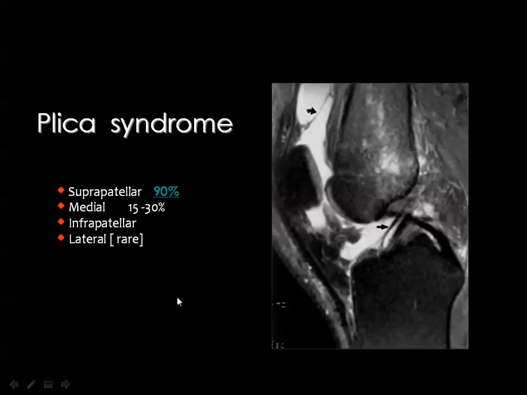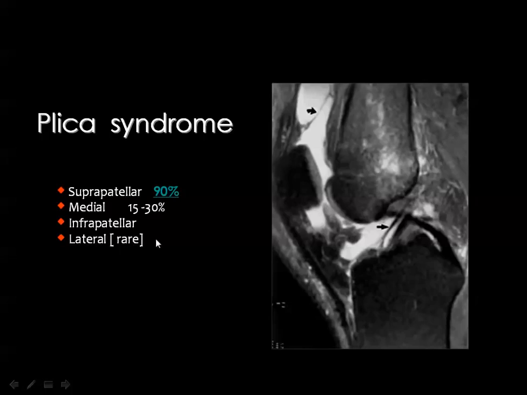The next common is the medial plica. The less common is infrapatellar plica, which is located along the course of the anterior cruciate ligament. This is the anterior cruciate ligament, and this is the infrapatellar plica. This is its side, and so many times you cannot appreciate its existence because you consider it as a part of the ACL.